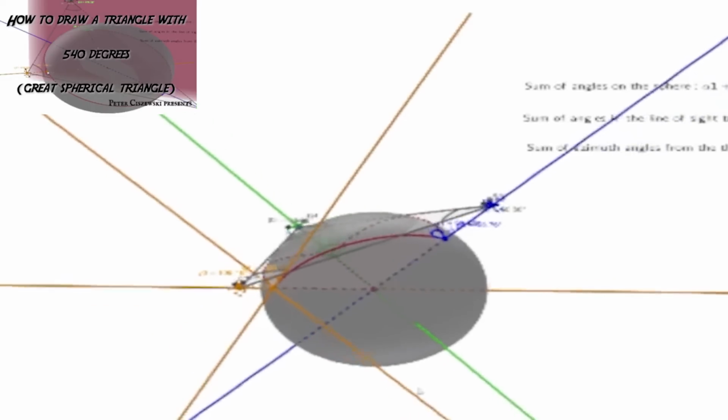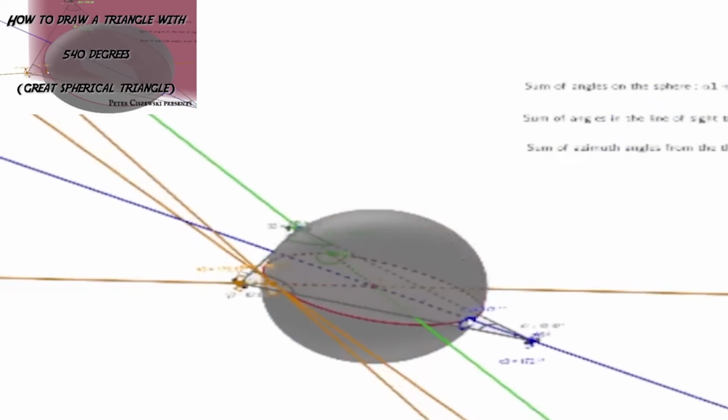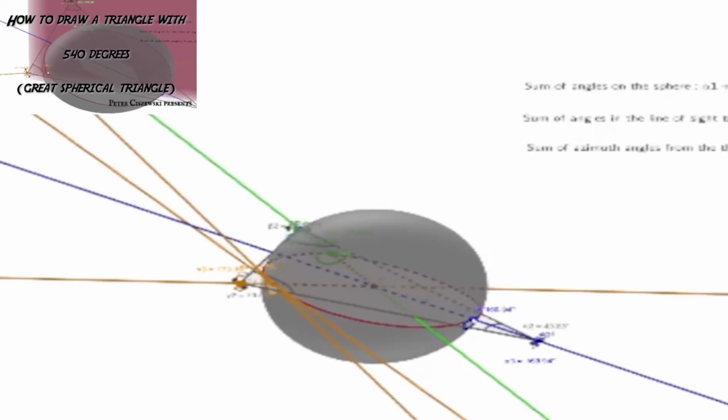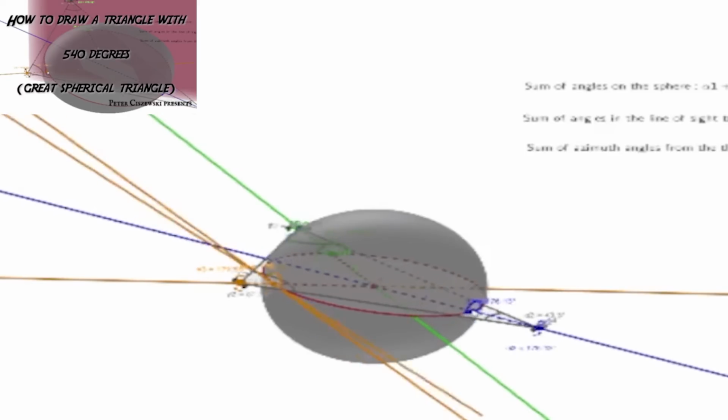No, it's not. It's on the surface. The great circle has to go through the center. Look at it. Are you saying that the equator is a great circle? Yes, it is. Yeah. And every meridian is a great circle too.